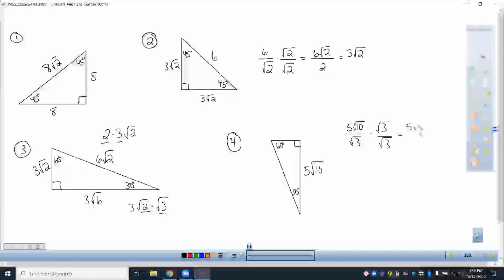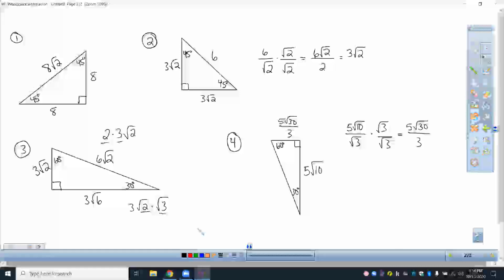So for the numerator, it gives me 5 square roots of 30. And the denominator, square root of 3 and square root of 3 is just 3. Can any of that be simplified? You might think so, but think about it, 30 is 2 times 3 times 5, right? There's no pair of anything there. So this is just going to stay 5 square roots of 30 over 3.